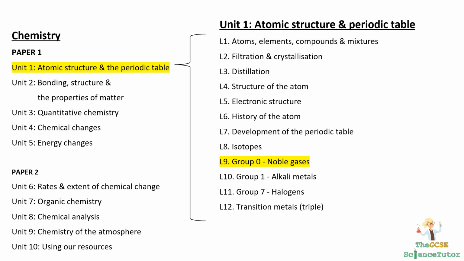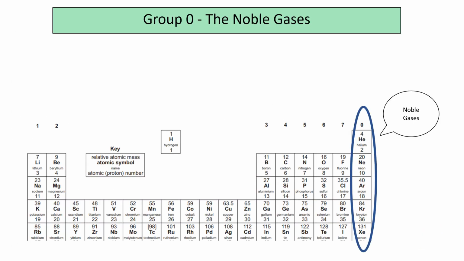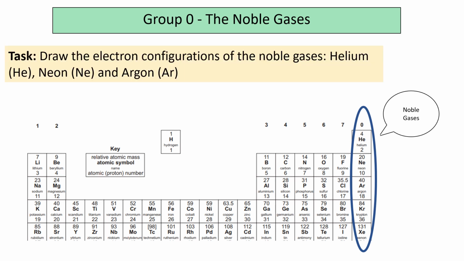Today we're going to look at Lesson 9, Group 0, the noble gases. The noble gases are found in Group 0 of the periodic table, the final group on the right-hand side, and as the name suggests, they are all gases. Your first task is to draw the electron configuration of the first three noble gases, helium, neon and argon. Pause the video now and I will give you the answers on the next slide.